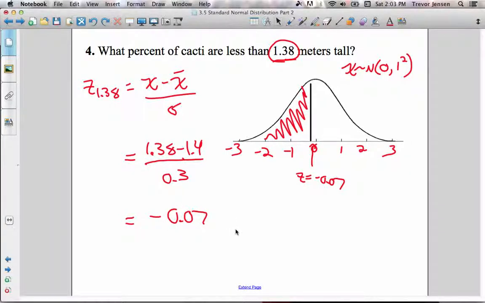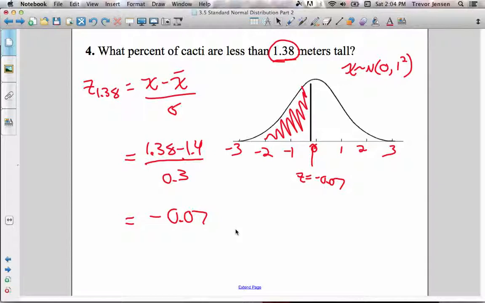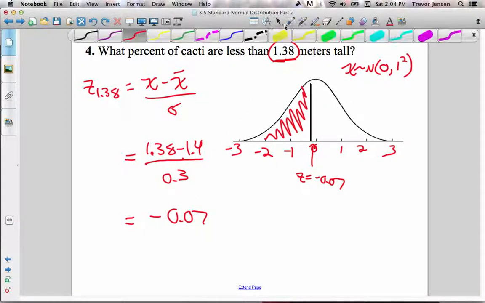And I think that's close to what we had before. What did we have before? Let me just double check. Distribution, normal CDF, between negative infinity, 1.38, 1.4, 0.3. We had 48.86 when we did it using the calculator. And we have 47.21 when we use the z-score.